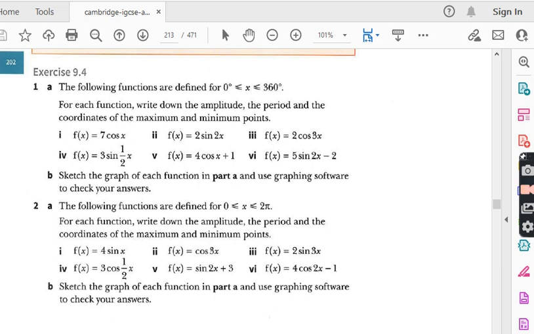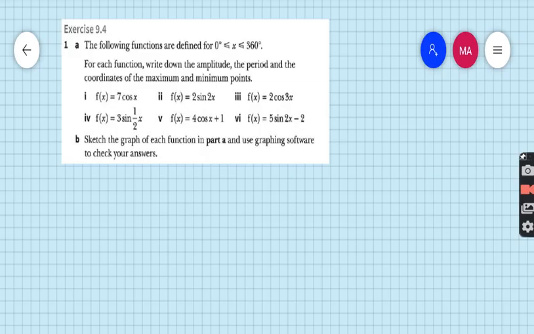Let's start question number 1, exercise 9.4. You can see on the screen the following functions are defined for x greater than or equal to 0 degree and less than or equal to 360 degree. So actually this is the domain of the function from 0 degree to 360 degree. It means we should restrict on this domain. We will not go beyond 360 degree. For each function, write down the amplitude, the period and the coordinates of the maximum and minimum points. Very easy.